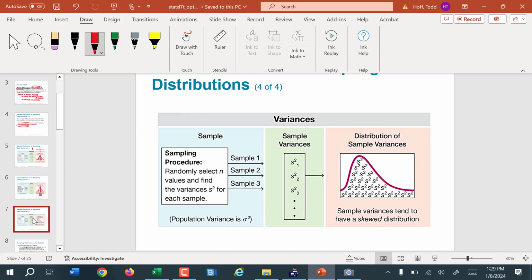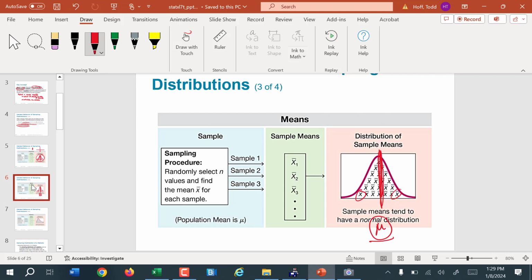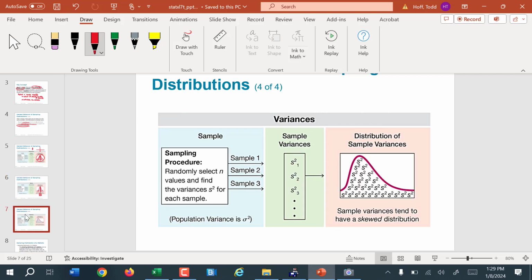Population variance is not normally distributed. You'll notice both of these were bell curves. The sampling distribution of the proportions of all the samples tends to be normally distributed, or a bell curve. And the sampling distribution for the sample means also tends to be normally distributed, in a bell curve. For sample variances, they do not.